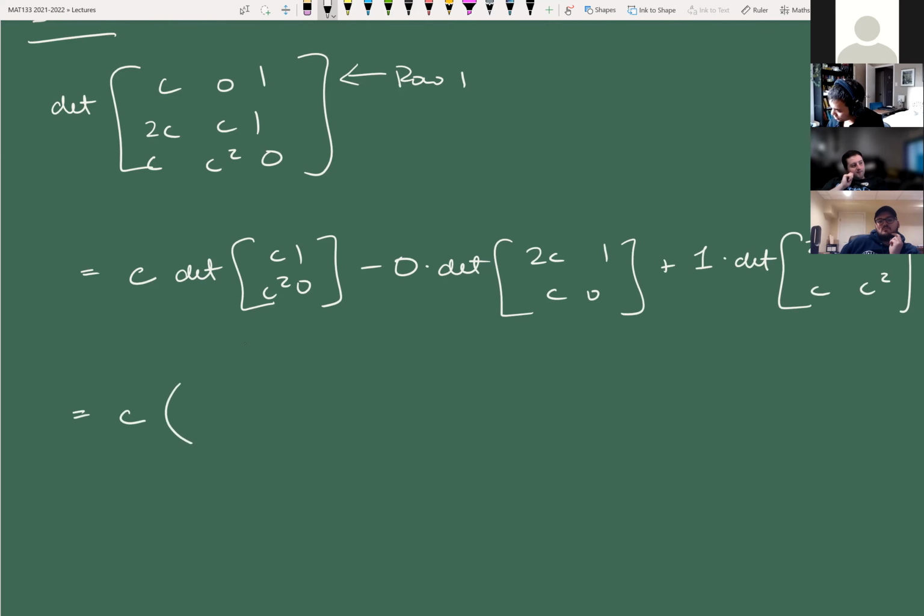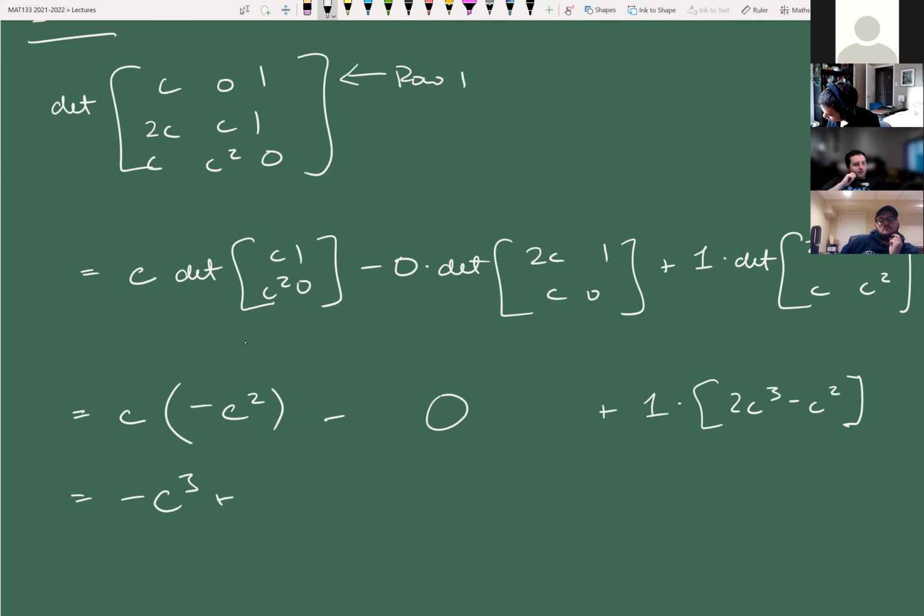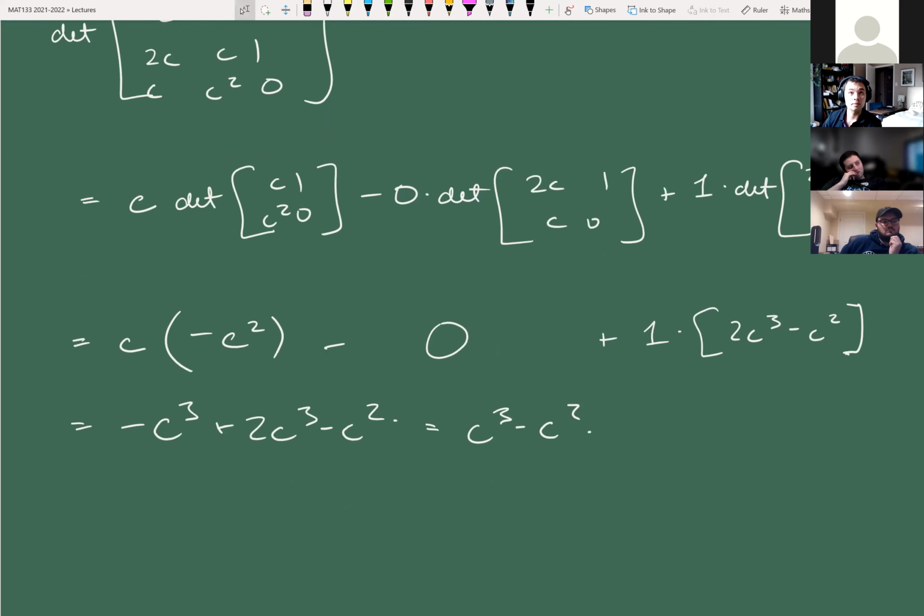So this is going to be C times negative C squared, oops, minus a big old 0, plus 1 times 2C cubed minus C squared. So this gives me negative C cubed plus 2C cubed minus C squared. So that's C cubed minus C squared, looks like. So maybe I did that correctly. And then it says, so that's part A. Part B says, what values of C make C invertible, right? Oh, no, sorry, part A is for which values of C is C invertible.